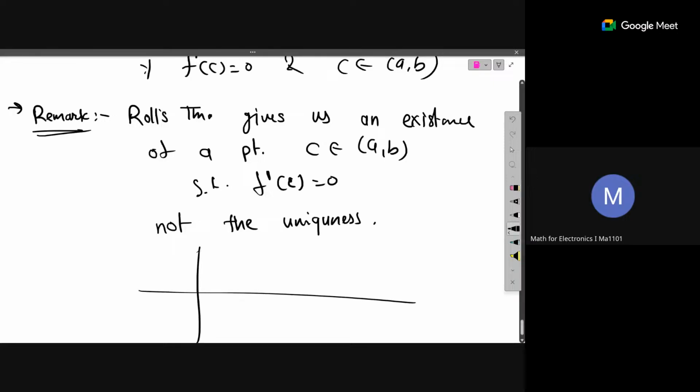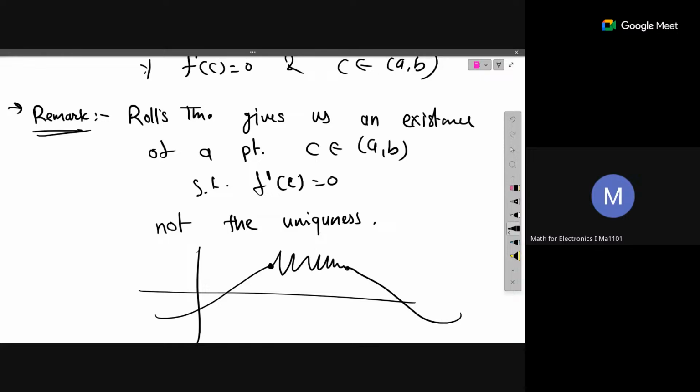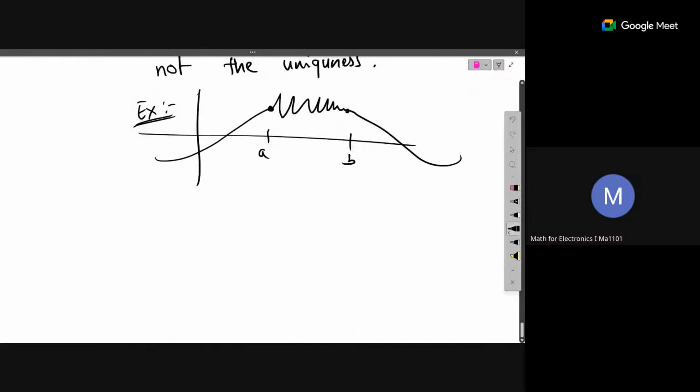For example, this picture you can always keep in mind. Right. So here there are so many points where the derivative of the function is 0 in between the interval a comma b. So this is an example. Fine. Now let's go to our next theorem, which is our mean value theorem.